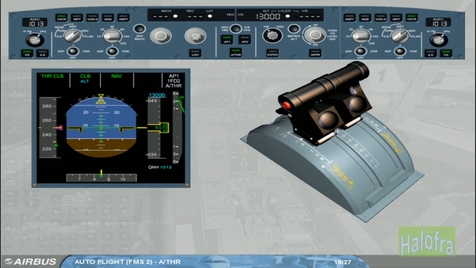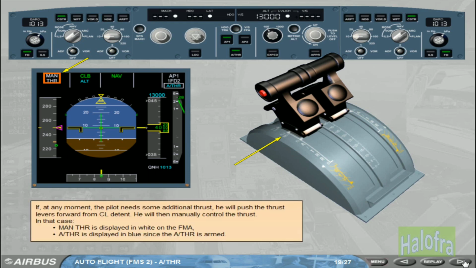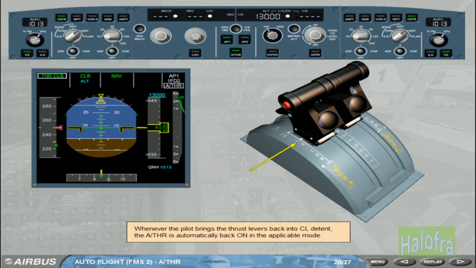If at any moment the pilot needs some additional thrust, he will push the thrust levers forward from the climb detent. He will then manually control the thrust. In that case, MAN THR is displayed in white on the FMA. Autothrust is displayed in blue, since the autothrust is armed. Whenever the pilot brings the thrust levers back into the climb detent, the autothrust is automatically back on, in the applicable mode.